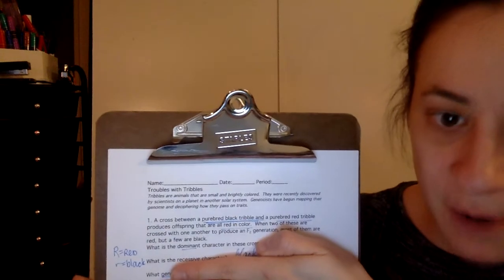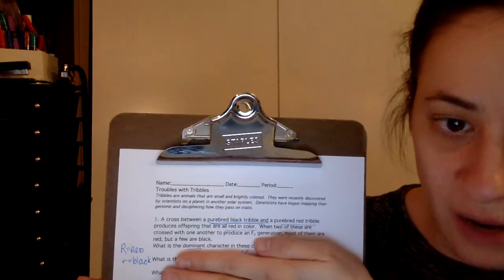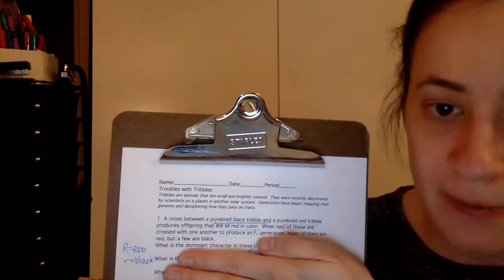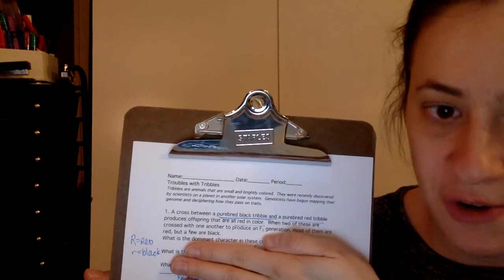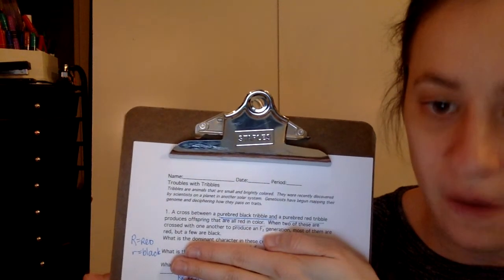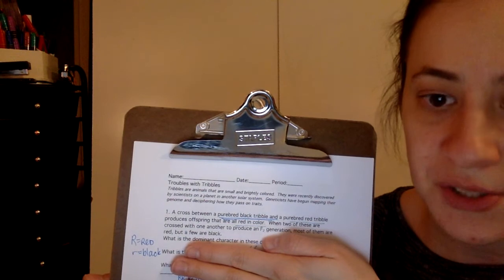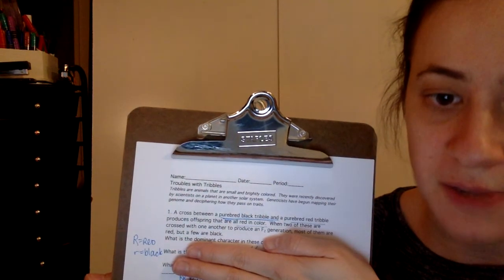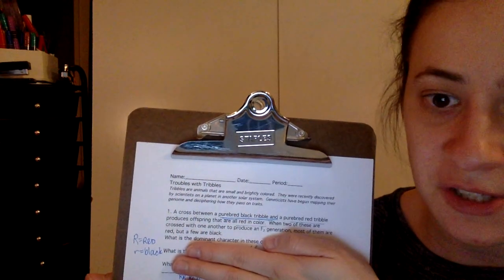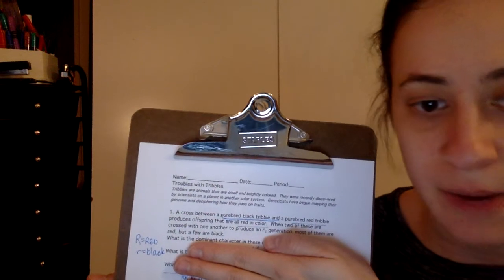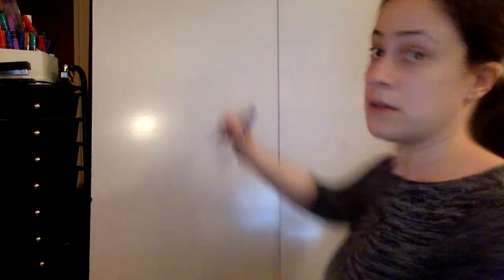Okay. So here's the first problem. A cross between a purebred black tribble and a purebred red tribble produces offspring that are all red in color. When two of these are crossed with one another to produce an F2 generation, most of them are red, but a few are black. All right, so we'll write this up here for number one.